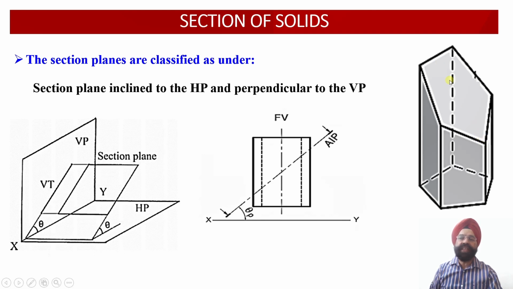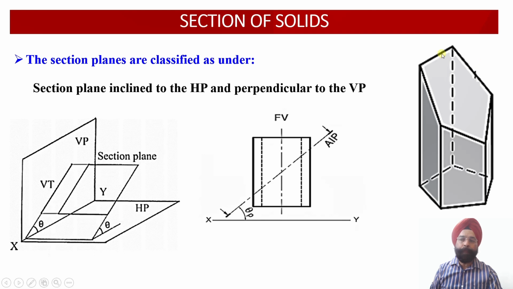Why? Because this surface is inclined with respect to the horizontal plane, and because of this inclination of the cut section with respect to the horizontal plane, the projections obtained on the top view, that is on the horizontal plane, will be the shortened view.